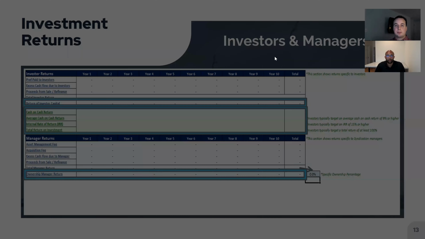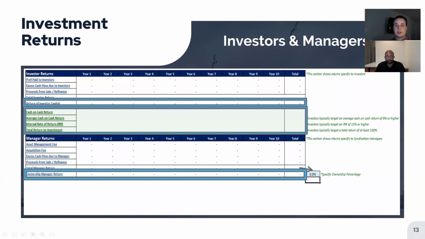So that's the total property section, and that's at the top of the file. Now, for the splits between the investors and managers, the next two sections cover that. So you'll be able to see for your investors what your cash on cash return, average cash on cash return, internal rate of return, and total rate of return are. You'll be able to see what those look like for your investors specifically, right? So this is what you're going to be able to promise to them at the end of the day for investing in your deal, right?